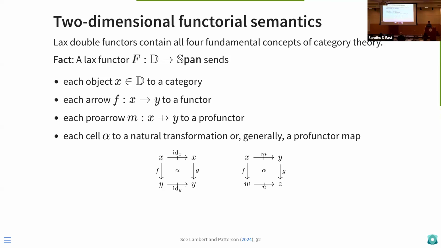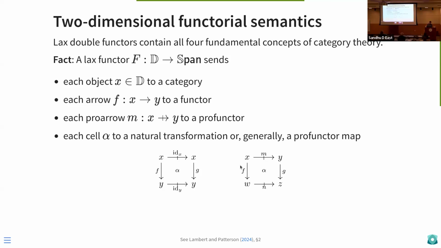What's quite cool is that a lax double functor actually already contains within it all four of the really essential concepts of the category, the four most basic concepts. So a lax double functor valued in span sends each object to a category. That's kind of a version of what I've been saying. It sends every arrow to a functor between those categories. It sends the pro arrows to pro functors, and it sends cells of the form on the left here, where you have identity pro arrows, to natural transformations.